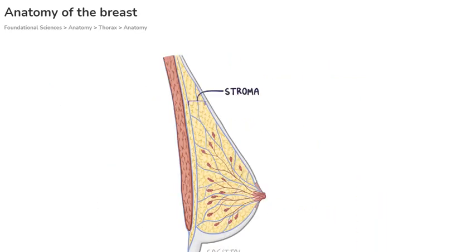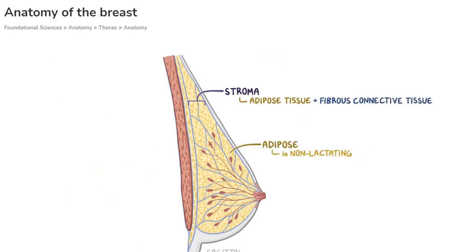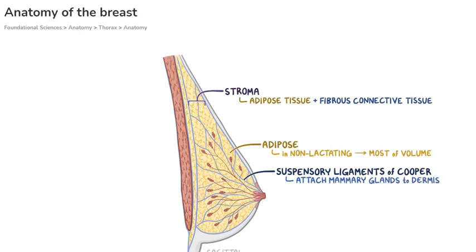Next, the stroma of the breast is composed of adipose tissue and fibrous connective tissue. In a non-lactating state, the adipose tissue is situated between the lobes and makes up most of the breast volume. The fibrous connective tissue of the stroma goes on to form fibrous condensations called the suspensory ligament fibers, which firmly attach the mammary glands to the dermis of the overlaying skin. These fibrous connective tissue attachments help support the lobes and lobules of the mammary glands.